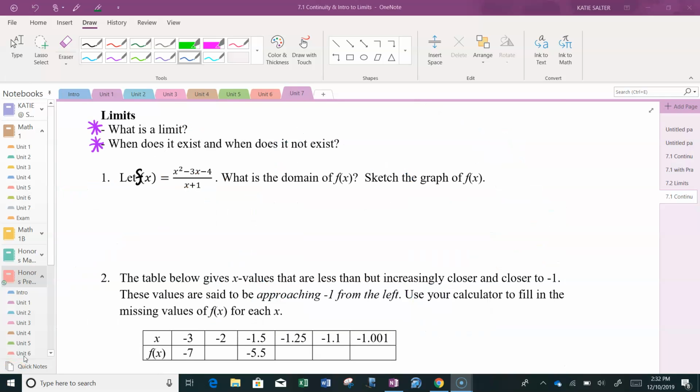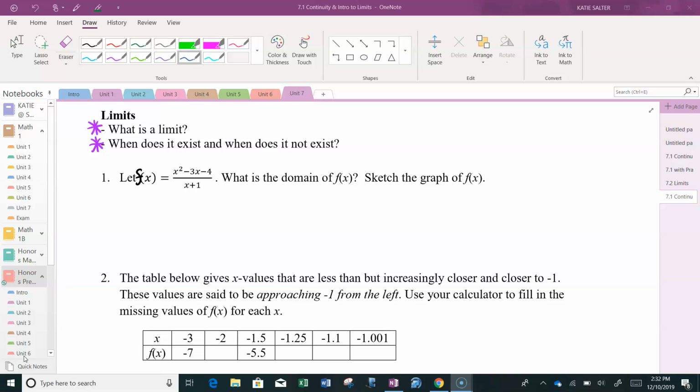Okay, there are two major questions that we want to address today. The first one is, what is a limit? And the second one is, when does it exist and when does it not exist? And we'll actually be exploring these questions for the whole unit. So today we're going to focus on looking at limits from a graphical standpoint and from a numerical standpoint, in other words, using our tables.